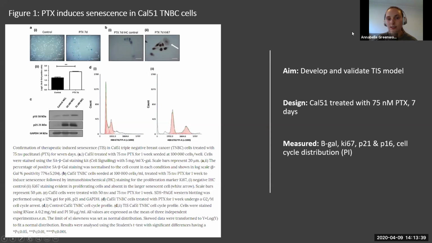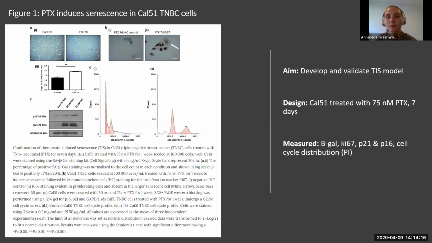So I guess I'll jump in with my thoughts on this figure. I think they obviously knew that these markers are not perfect individually, they're just indicators of senescence, particularly the beta-galactosidase. So Ki-67 can stain G2 cells on occasion, but I think in combination there's enough evidence to show that they are senescent cells, so I'm pretty happy with that.